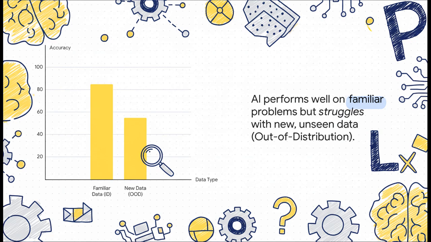And this chart shows the biggest reveal of all. Just look at the difference. On familiar data, the stuff from the study guide, the AI does great, scores an 85%. But the second you face it with new, surprise problems, its performance absolutely plummets, all the way down to 55%. This is classic crammer behavior. Aces the practice test, but completely falls apart on the real exam.